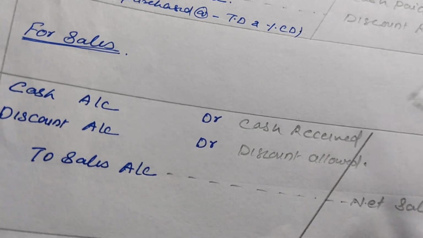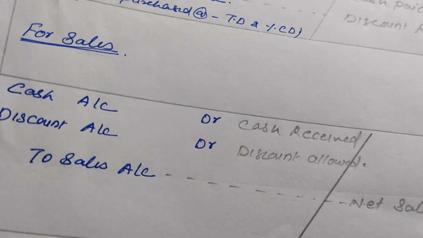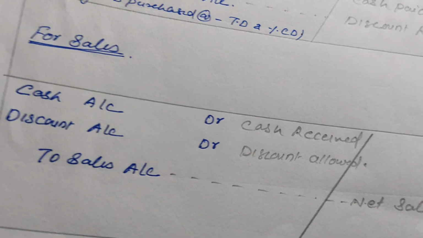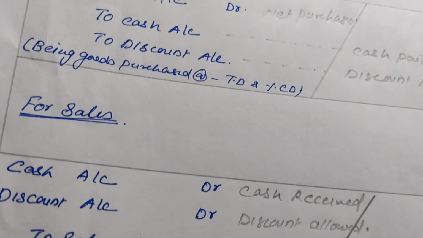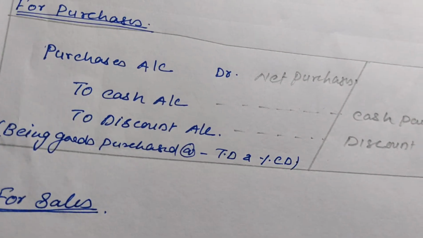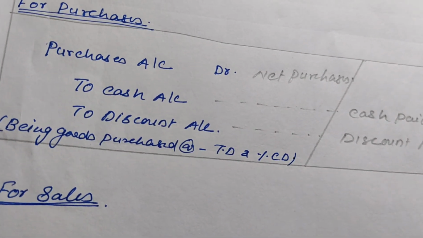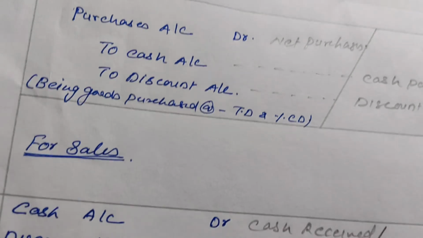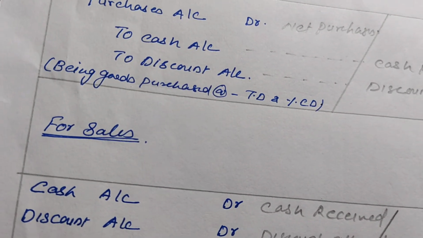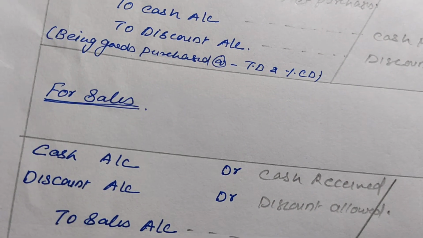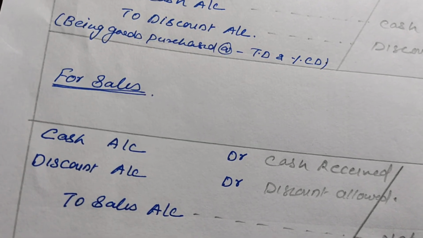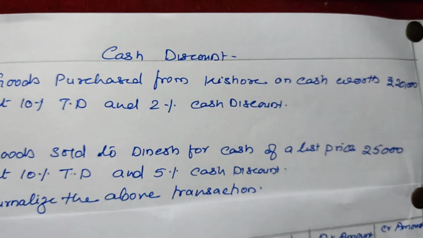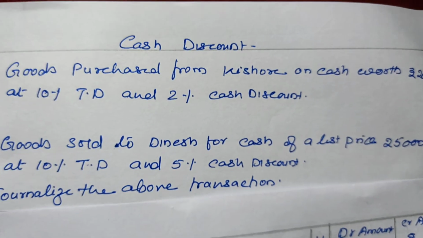So the simple thing is that if cash discount is given, first you see whether it is purchase or sale. If it is purchases, purchases is always debited, so we will debit purchases, and cash and discount will be credited. If it is sales, sales is credited, so the opposite, cash and discount will be debited. Now let's solve a problem. Now let's solve a question of cash discount.